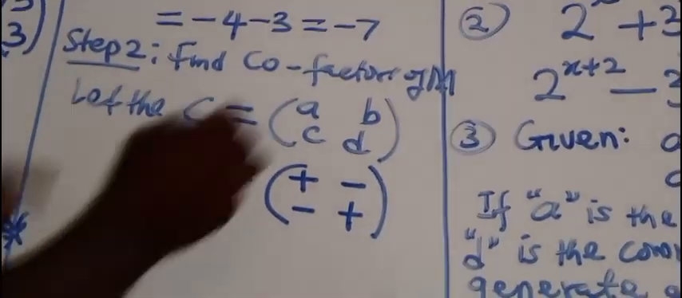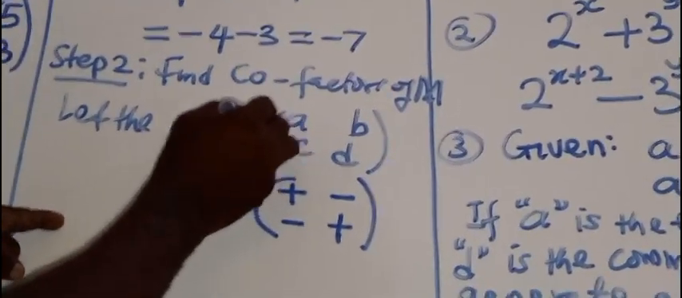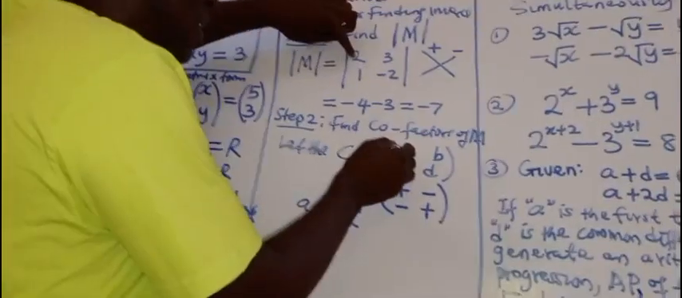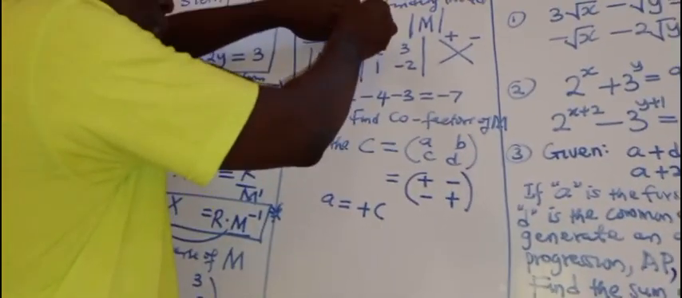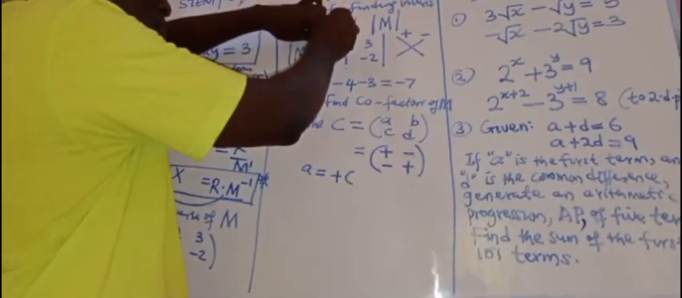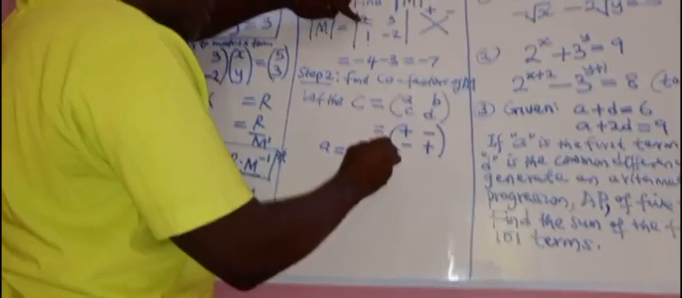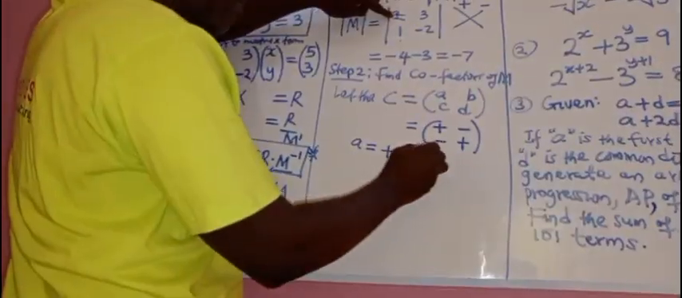Now, look here, I want to find the cofactor of this 2, which is A. It means I will come to this place. What sign is for this A? You know it's plus, so you put plus. Then you open the bracket. At this 2, you strike vertically down, then you strike horizontally. Which one remains? Minus 2. You put minus 2 here. Plus times minus 2 is minus 2.